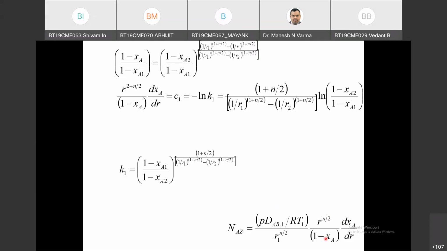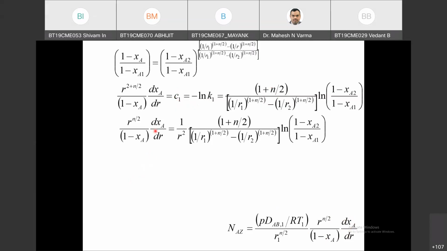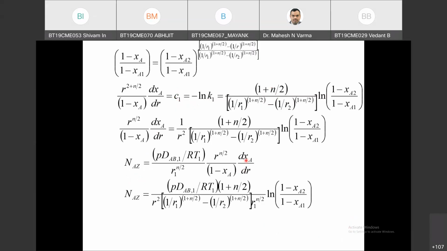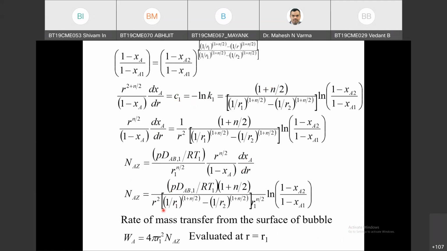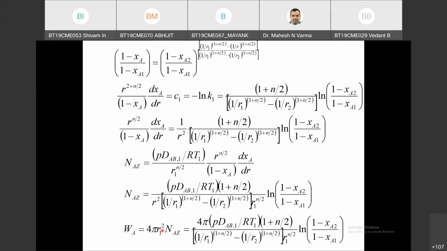And this is my flux profile. To calculate dxa by dr, we'll take the help of C1, which is equal to minus ln K1, which will be equal to this, and substituting this ln K1 value, I can get the value of dxa by dr and substitute it here. So I will get the flux profile. I am calculating flux at R1. This will be the flux estimated at R1 and this is the surface area at R1. So I will get the rate of mass transfer of A in B.